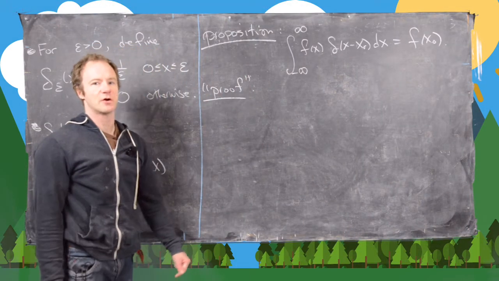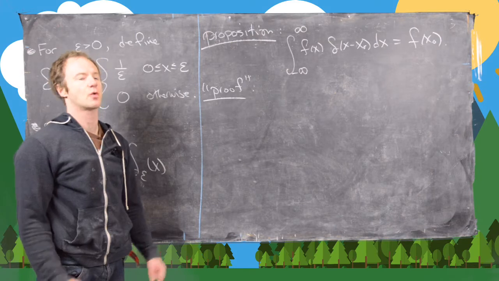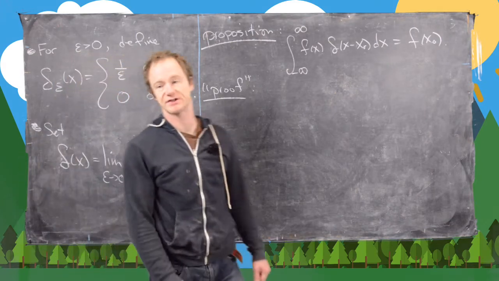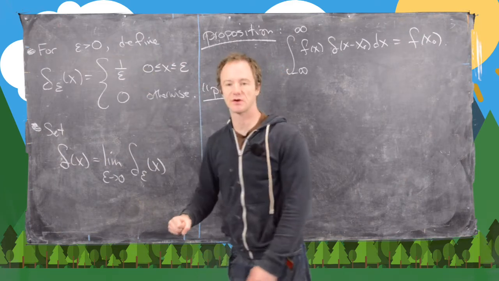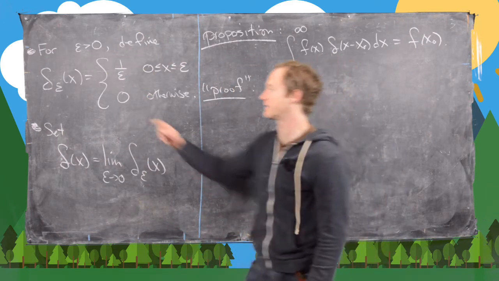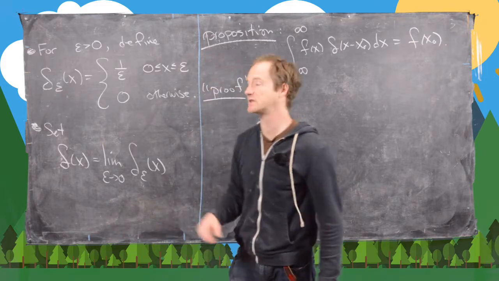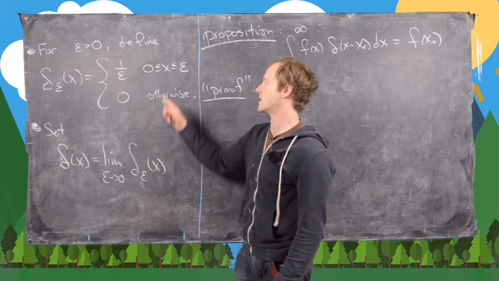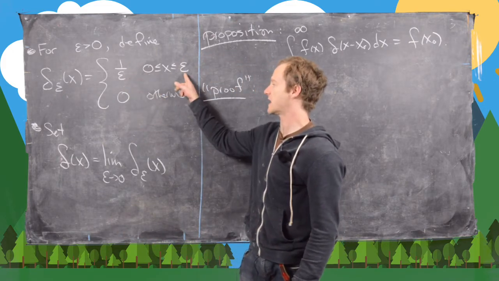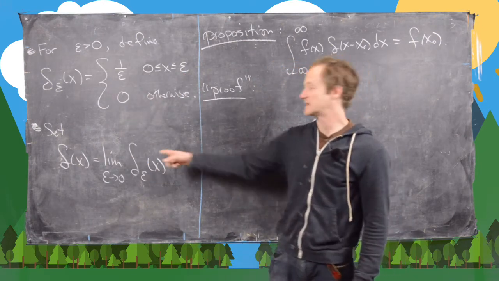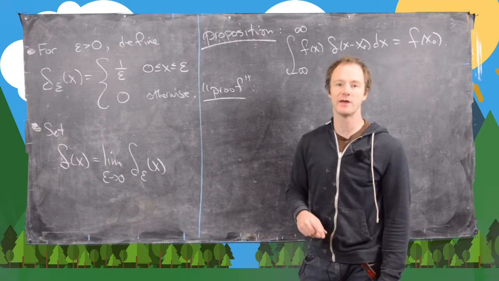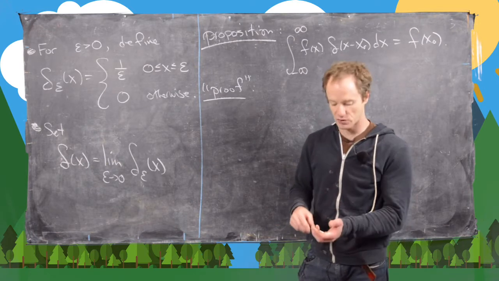Okay, in this video, we're going to look at something called the delta function, or more appropriately, the delta distribution. So how we're going to do this is the following. For epsilon bigger than 0, we're going to define delta epsilon of x to be equal to 1 over epsilon if x is between 0 and epsilon, and to be 0 otherwise. And then we're going to set delta of x equal to the limit of these as epsilon approaches 0.